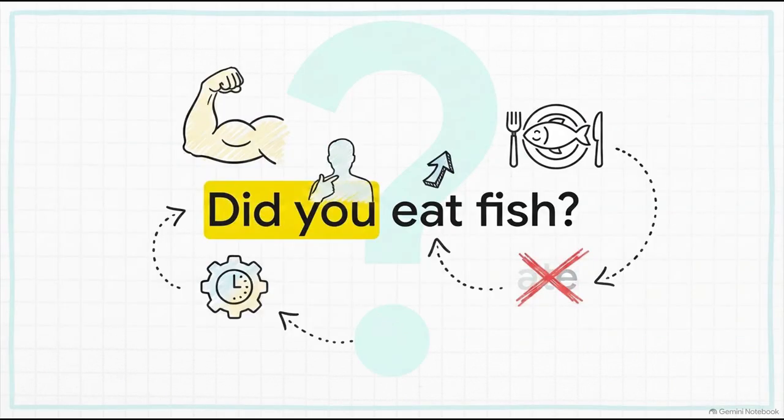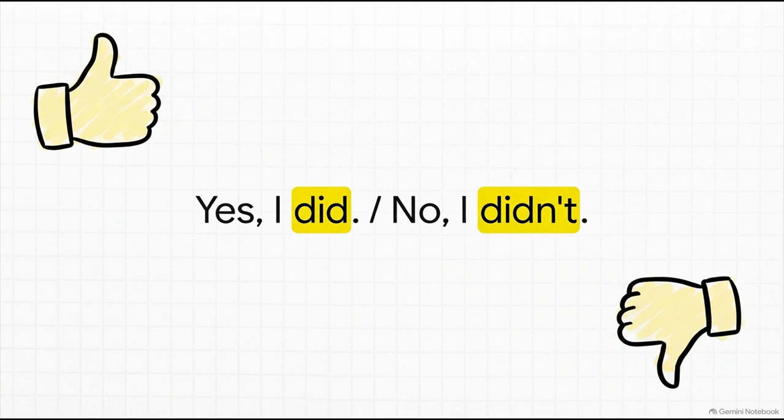Let's actually try it out. Step 1, did. Step 2, you. Step 3, eat. Put it all together with a bit of energy. Did you eat fish? Perfect. Do you see how we absolutely didn't say, did you ate? That strong helper did handles the past tense completely, leaving eat entirely unchanged. And the short answers for these, they're incredibly polite and totally structured. Yes, I did, or no, I didn't. English can honestly be so beautifully mathematical sometimes, can't it? You ask with did, so you answer with did. It really is just a closed circle of perfect grammar.